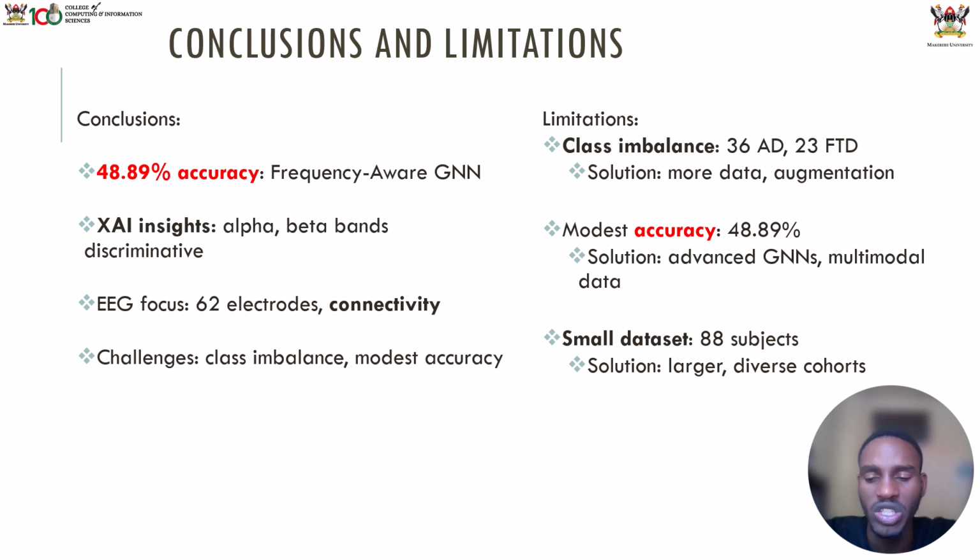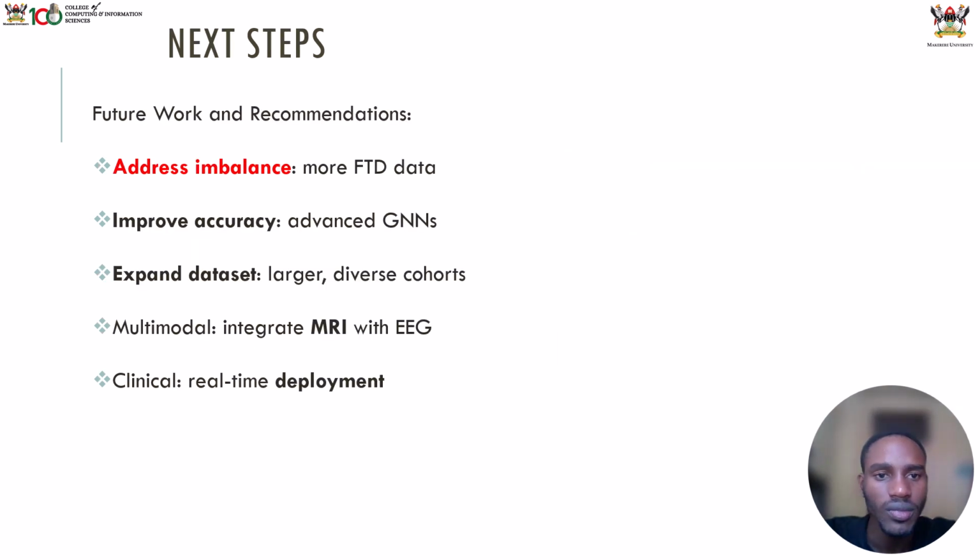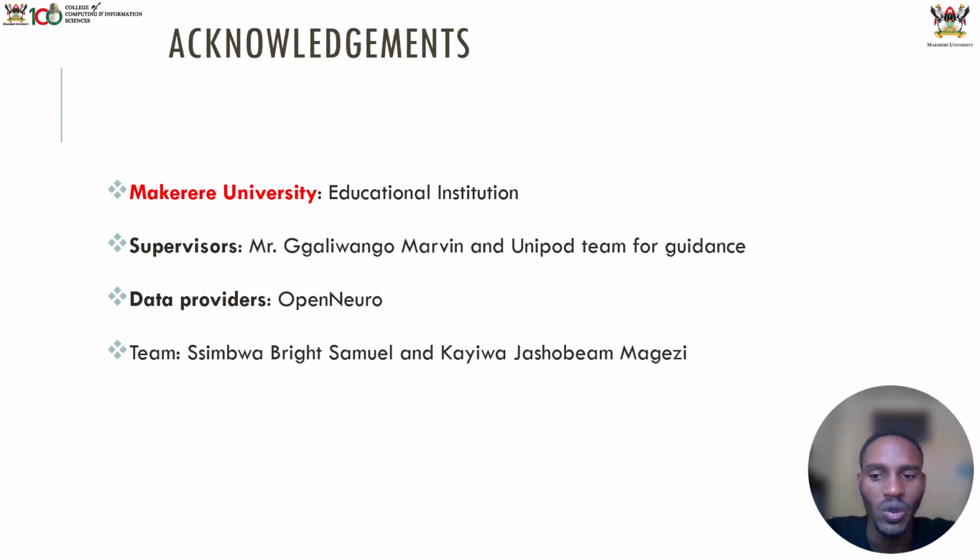We have also put in place some solutions that we are looking to implement to improve these particular issues. Our next steps are addressing the class imbalance, improving the accuracy, expanding our dataset, creating a multimodal system which can incorporate MRIs, and also considering real-time deployment for clinics, where someone can have their results in real time rather than having to get an EEG file after they have taken the test and then uploading it into the system. They can just test while their brainwaves are being read.